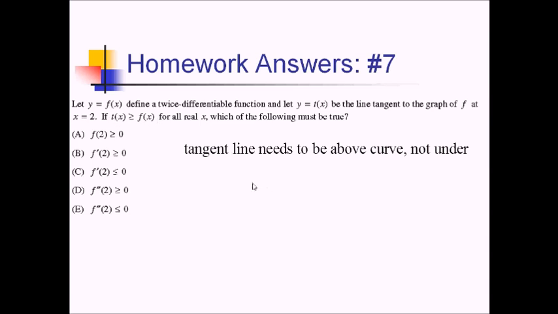Well, if the tangent line is above the curve, that means that your curve must be concave down. It must be one of these frowny faces, right? If the function's concave down, that means that f double prime must be negative. And the only answer choice that says that is choice E.